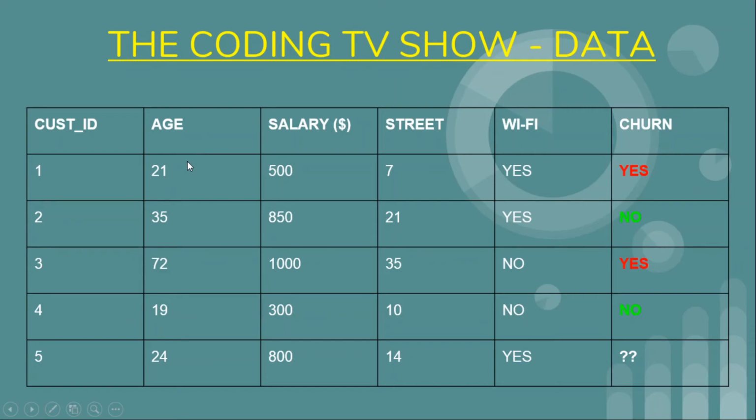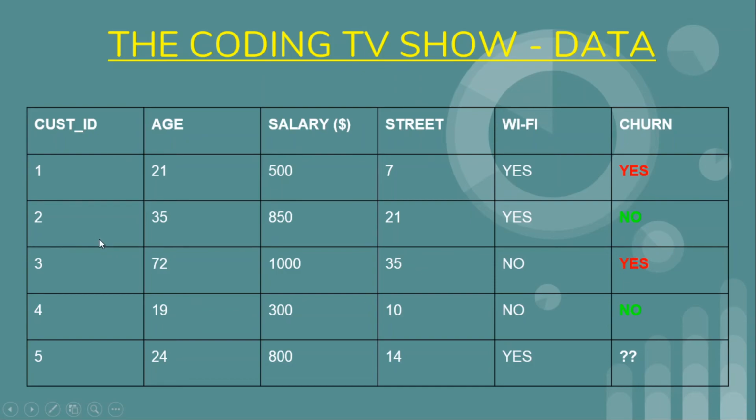Okay, so maybe the age is not taken into account when determining the churn. Maybe 3 of these variables are irrelevant. Maybe we only need to know whether or not they are connected to Wi-Fi, and this will give us a pretty accurate assessment of whether or not this customer will remain and will keep on watching the coding TV show. Okay, so with machine learning, we are able to study all these variables and pick out the most important variables or attributes in order to predict the customer churn rate.